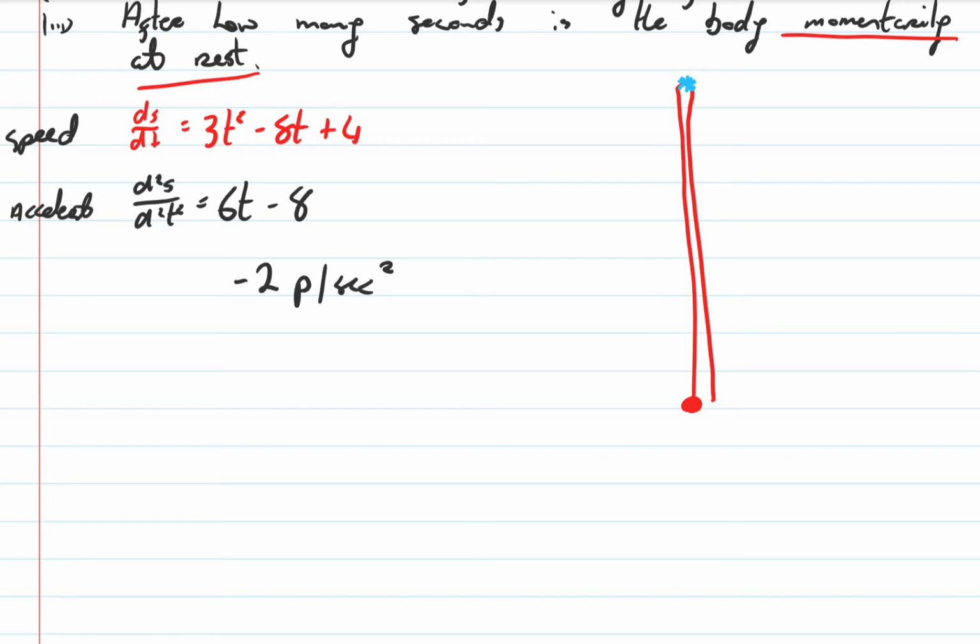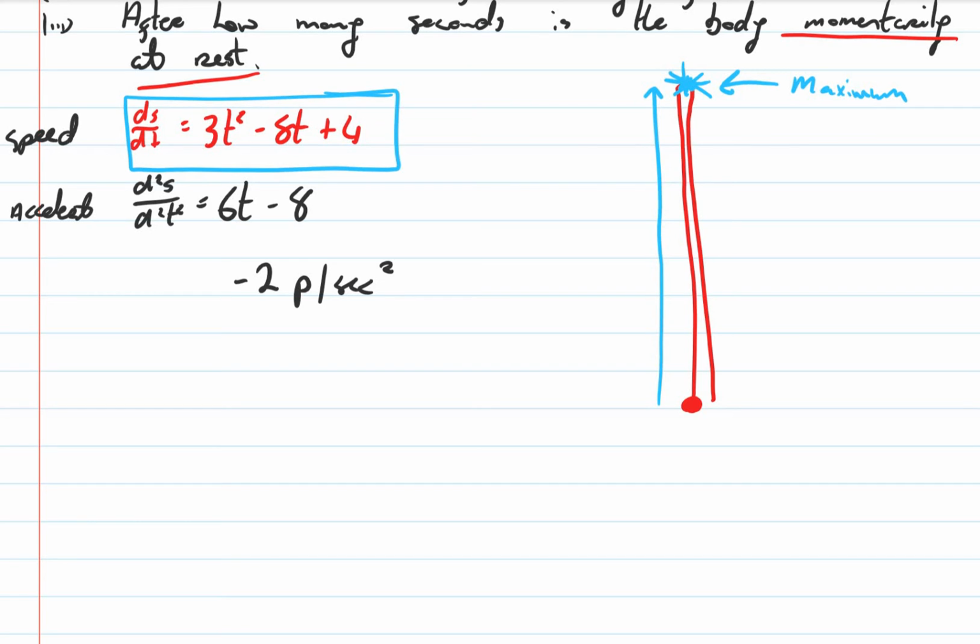And what they're asking is, after how many seconds is the body momentarily at rest? So after how many seconds does it take for it to get to this point here? And also, this point could be called a maximum point. So it's just another way of getting a maximum value. When we're talking about maximum, we differentiate, which we've done already here. We let it equal 0 and we solve.